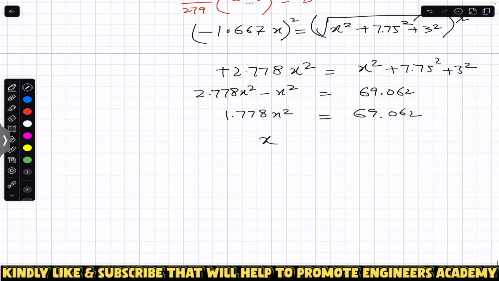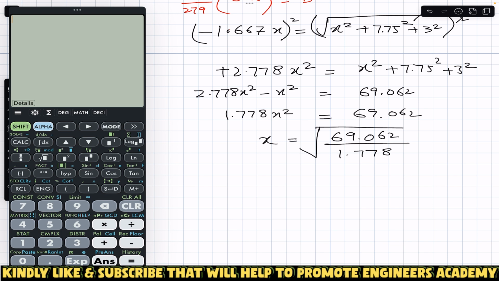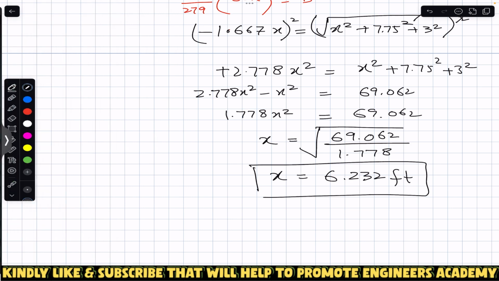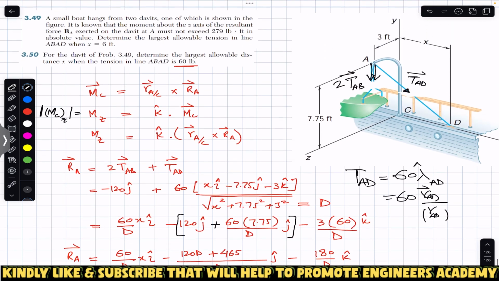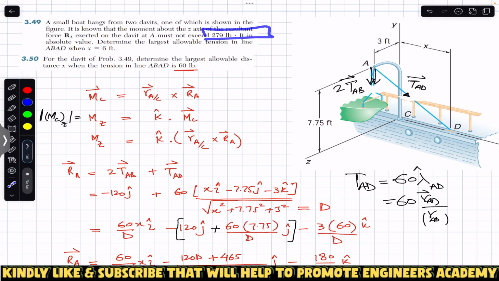Now since we want to find x, we can write it as the square root of 69.062 divided by 1.778, and this gives me x equals 6.232 feet. This is the maximum allowable x value, which will keep the moment about the z-axis magnitude equal to 279 pound-feet. So this is the solution of problem 350.